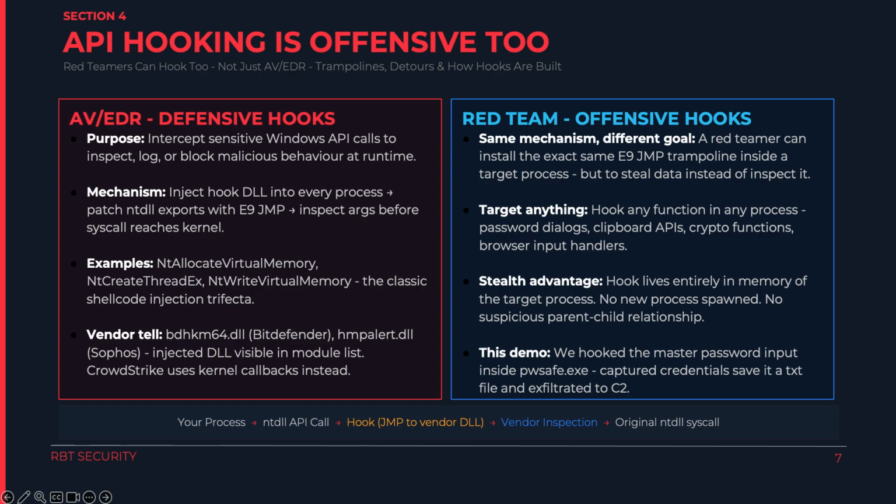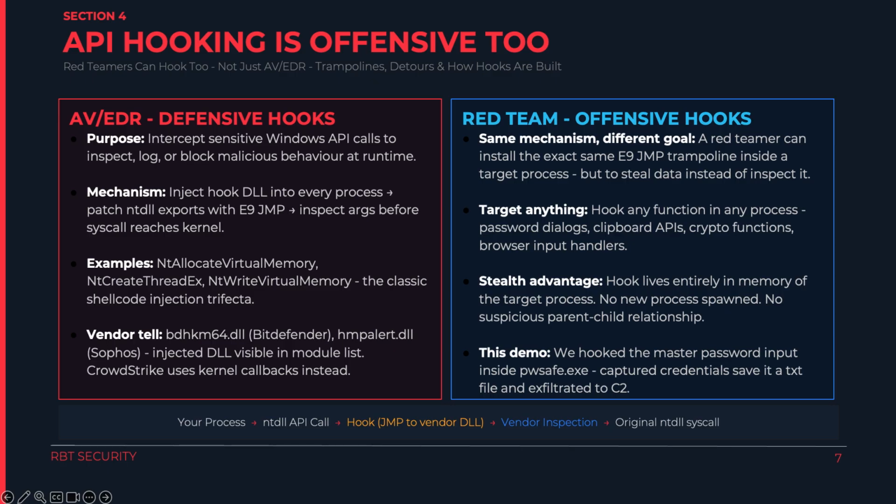Now look at what we are doing. Literally, the exact same E9 jump and trampoline. The difference is not the mechanism. The difference is the goal. Instead of inspecting malicious behavior, we are going to steal data, right? And we can target anything with this: password dialogs, clipboard APIs, crypto routines, browser input handlers, anything that passes interesting data through a Windows API, right?